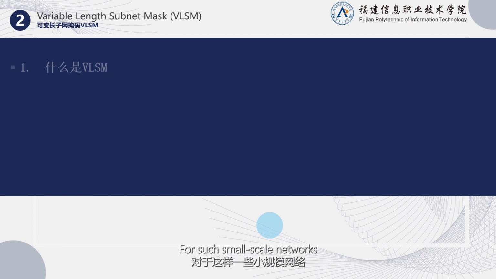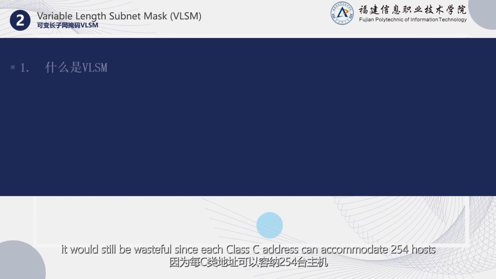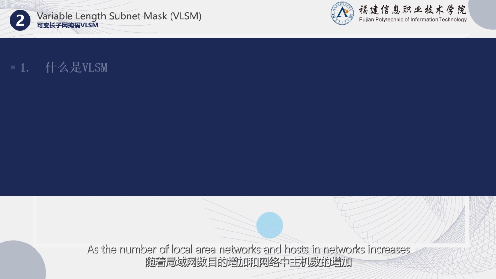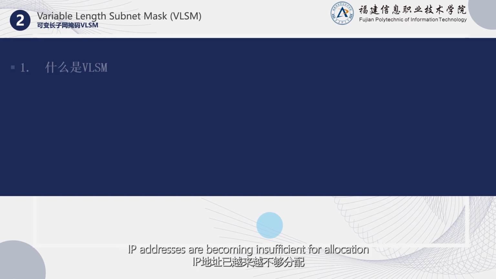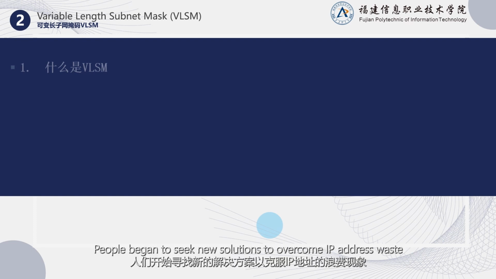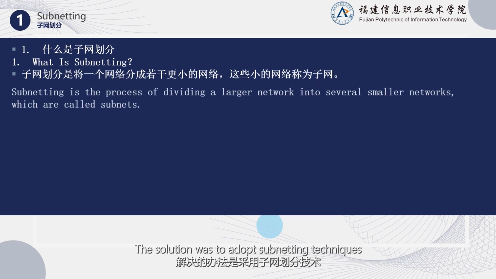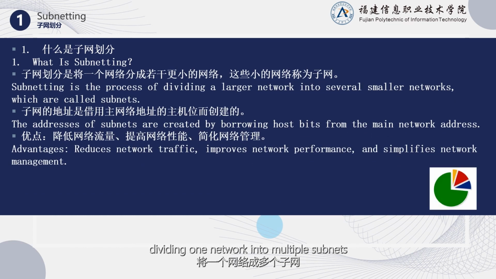For such small-scale networks, even if assigned a Class C address, it would still be wasteful since each Class C address can accommodate 254 hosts. As the number of local area networks and hosts in networks increases, IP addresses are becoming insufficient for allocation. People began to seek new solutions to overcome IP address waste. The solution was to adopt subnetting techniques, dividing one network into multiple subnets, while appearing as a single network externally.